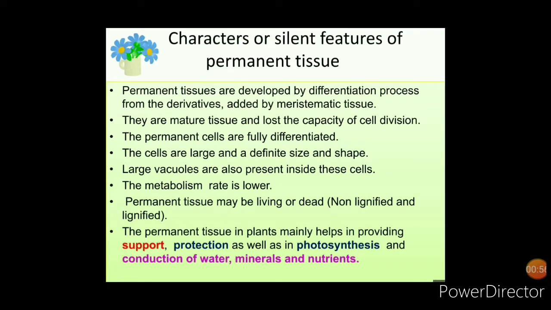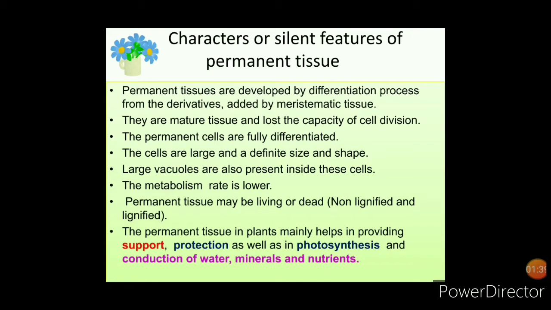These are some characteristics of permanent tissues which differ from the meristematic tissues. Permanent tissues are developed by the differentiation process from the derivatives which are already added by the meristematic tissues. They are mature tissue and lose the meristematic activity of cell division. The permanent cells are fully differentiated. The cells are large and of definite size and shape. Large vacuoles are also present inside these cells. The metabolism rate is lower. Permanent tissues may be living or dead, that means they are non-lignified or lignified.